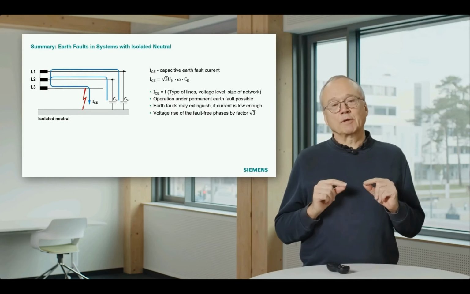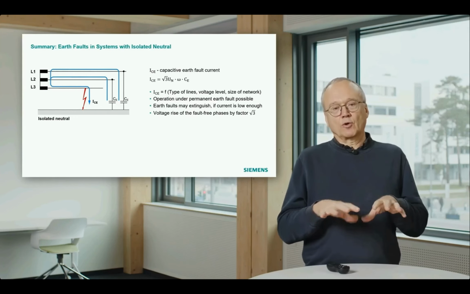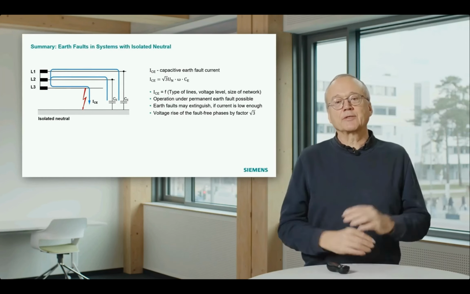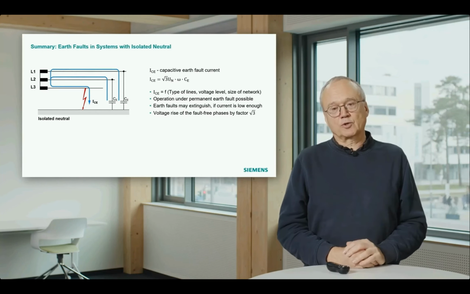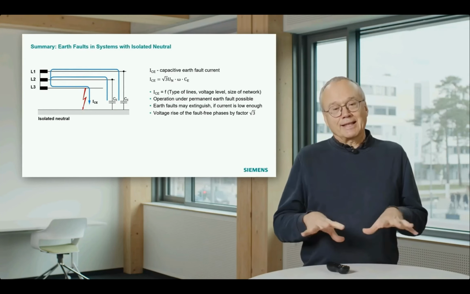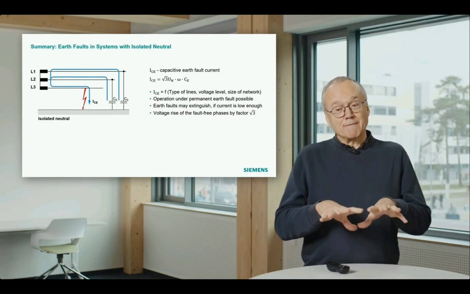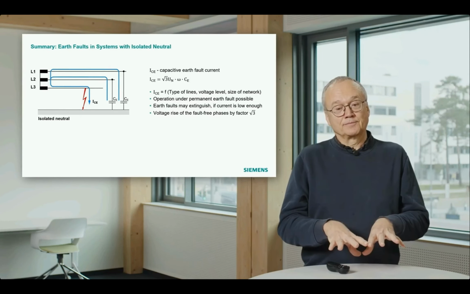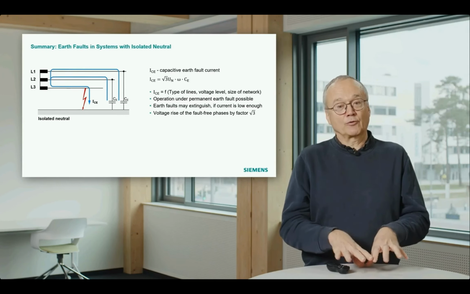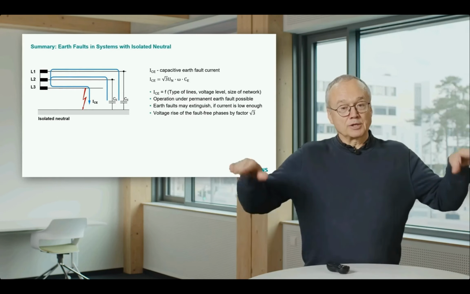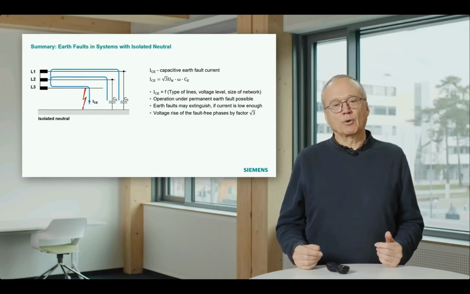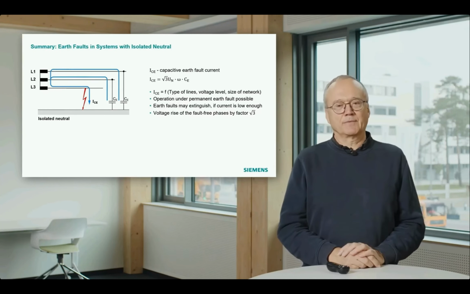What we also should keep in mind, in case of an earth fault, we have a voltage rise in the two other phases by the factor of square root of 3. And that also means if you have this earth fault condition, earth fault current flowing, the voltage in the two other phases rises. And that, of course, also means if you have any weak points in the system somewhere, you may get a flash over in another point, and then you run a bit into trouble.